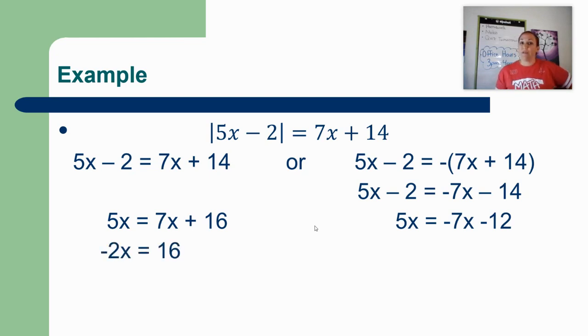Next, I'm going to move my x's together. So I have subtracted this 7x. 5 minus 7 is negative 2. On this one, it's a negative 7, so I'm not going to subtract it. I'm going to add it because it was a different sign. So 5 plus 7 is 12.